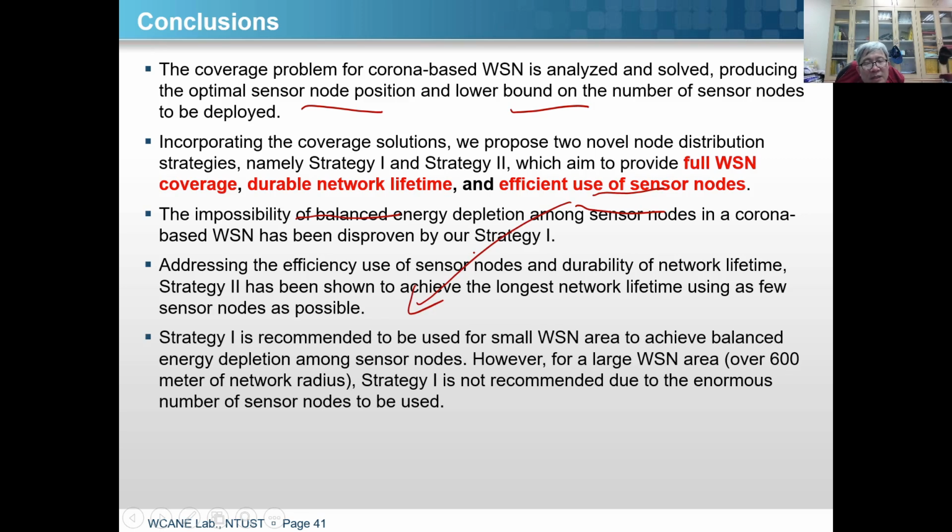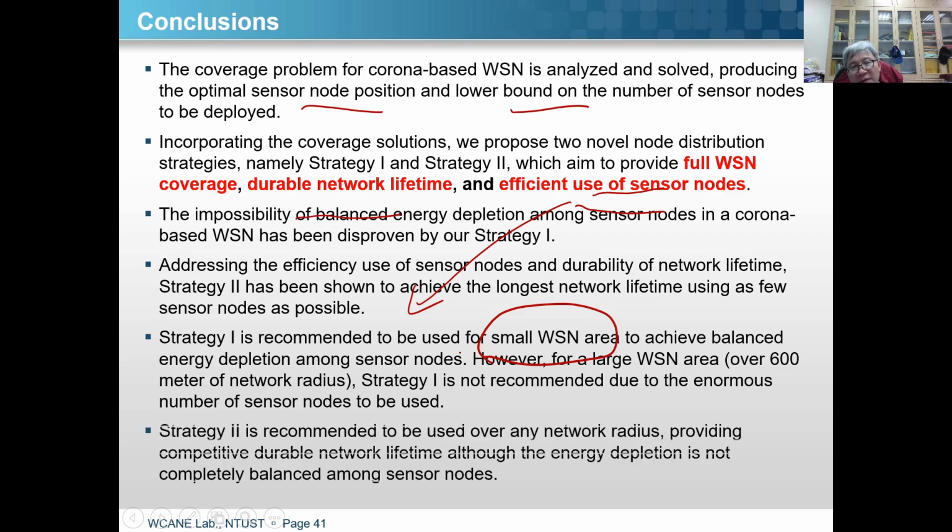Of course, strategy 1 is recommended if we have a small wireless sensor area. As for strategy 2, if we want a cost-effective solution, then we can use it. Of course, if we have a larger area, we can use it as well.